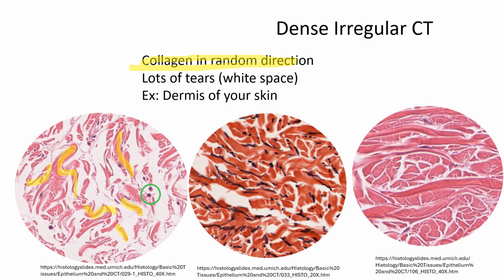Dense, irregular connective tissue has a lot of collagen, and thus it holds a lot of water. In fact, the maintenance of your collagen in your skin throughout your lifetime will prevent wrinkles. Wrinkles occur from the breakdown of collagen bundles. So use lotion and drink water.